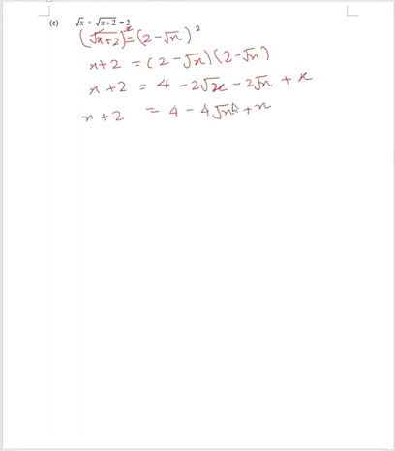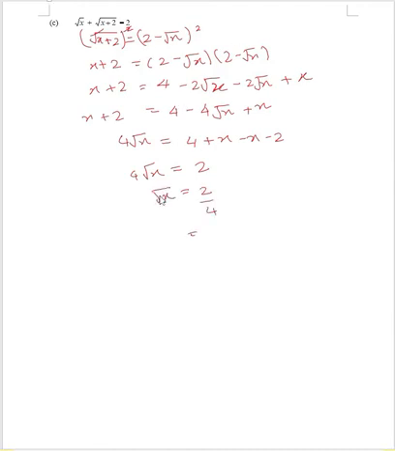Now you can just bring this surd term to the left side and the rest to the right side. After you've brought the left side to the right, you see that the x's cancel out, so you're only left with 2 on the right side. Then just bring 4 to the right side.